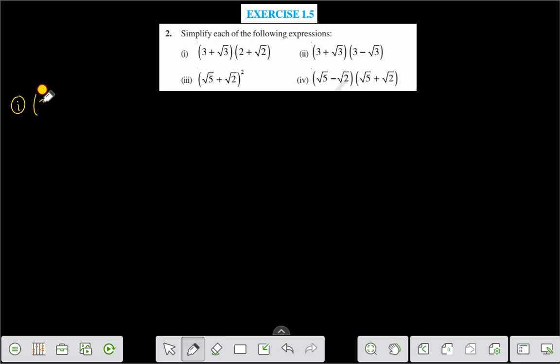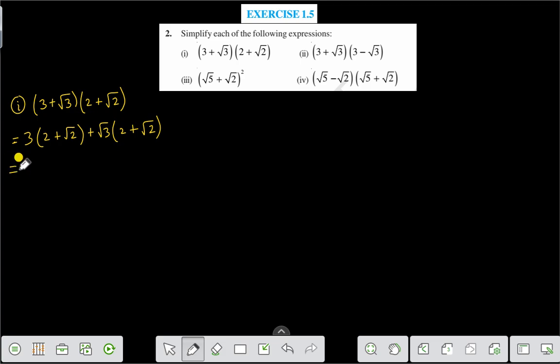3 plus root 3 into 2 plus root 2. Now it can be written as 3 into 2 plus root 2, plus root 3 into 2 plus root 2.